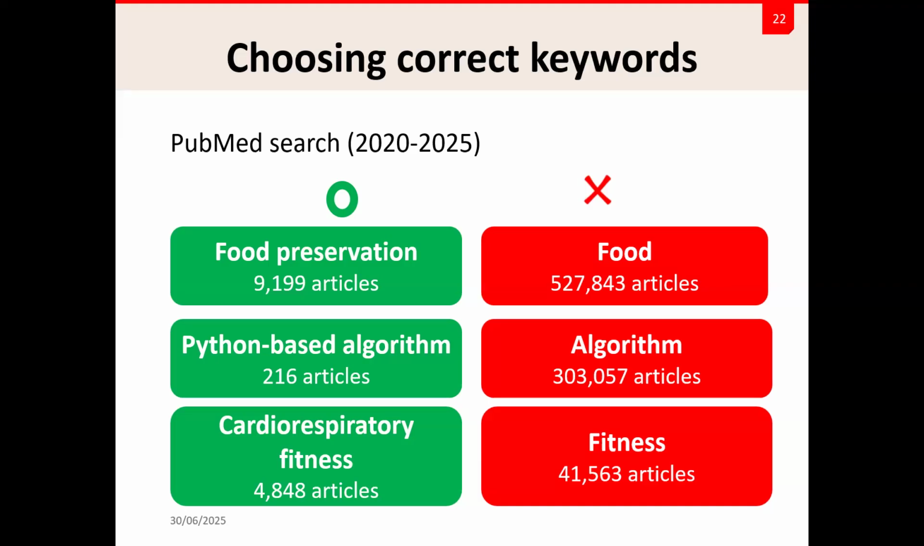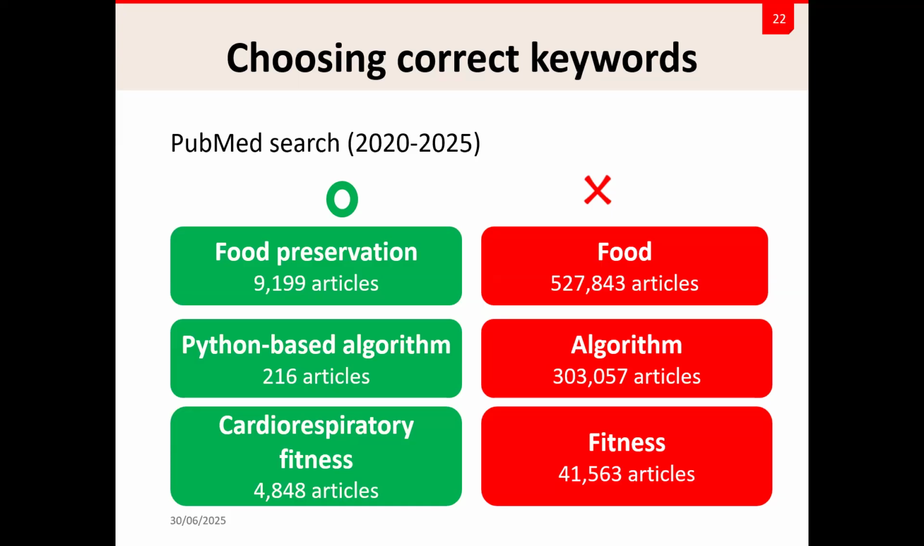Because if you have so many articles, over 500,000, how can a reader find your particular article? It could be at the end of the article list. So you need to bring your article to the front. Similarly, in computer science, if you just type algorithm in PubMed, you get over 300,000 articles. And if you are specific and write Python-based algorithm, you get only 216 articles.